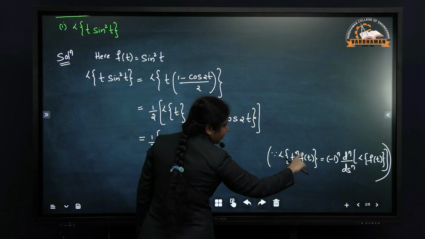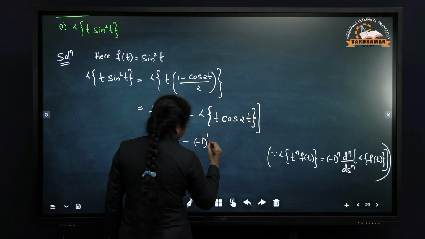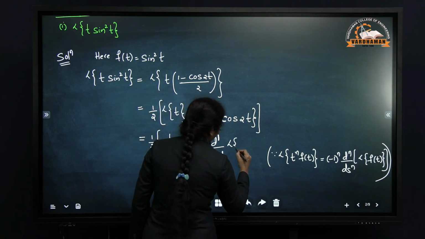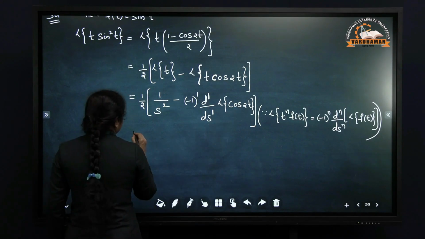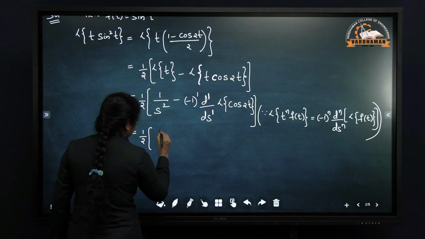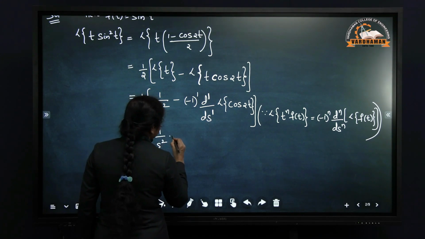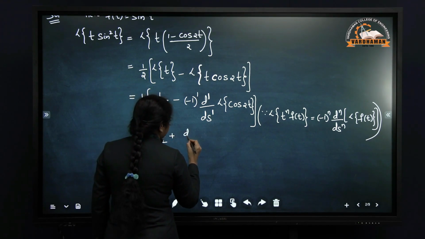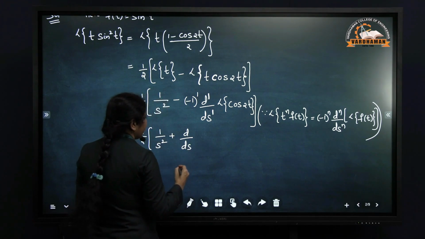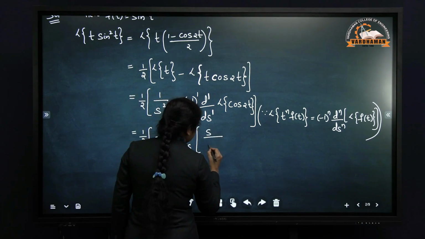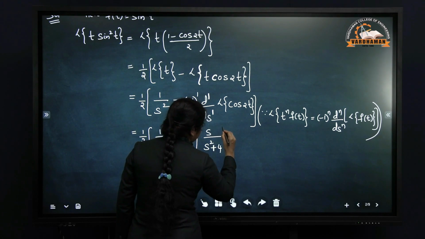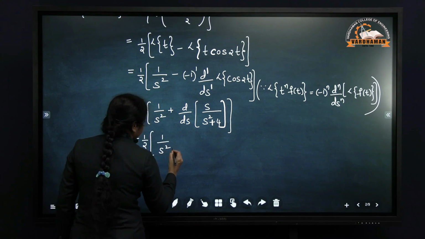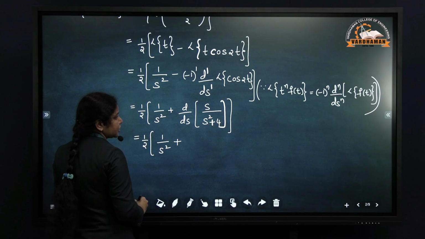If I replace n with 1, this term gives (-1) power 1 d power 1 by ds power 1 of L of cos 2t. So this equals 1 by 2 into [1 by s square minus (-1) whole power 1], and (-1) power 1 is minus 1, so the result will be plus d by ds of L of cos 2t. L of cos 2t is s by s square plus 2 square, which is s by s square plus 4. Now we have 1 by 2 into [1 by s square plus the derivative of s by s square plus 4].